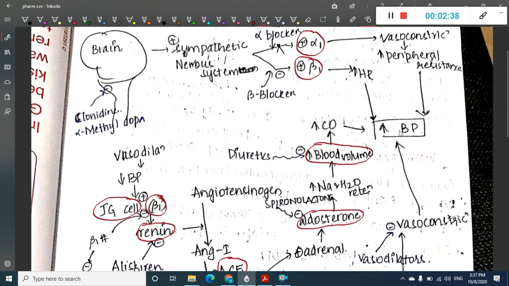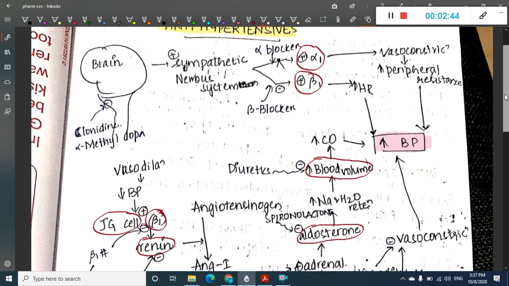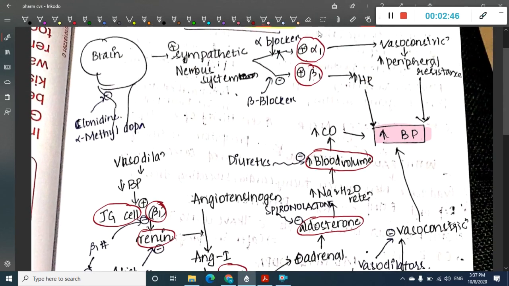So what is happening at the end? The final result is an increase in BP. Why is there an increase in BP? Because of these things, so these are important. It is because of increased alpha 1 activity and increased beta 1 activity causing increased BP.